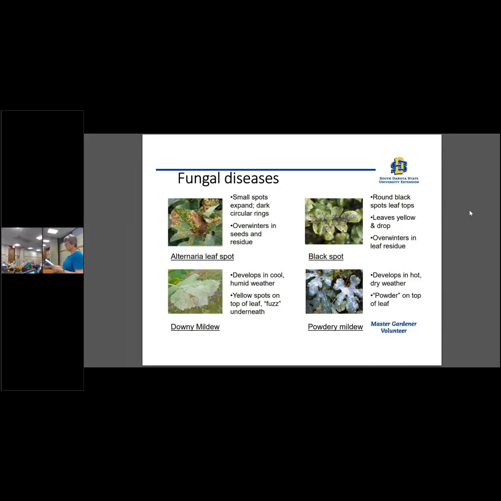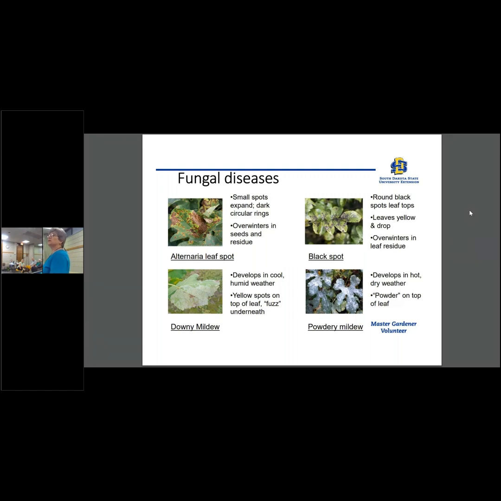Downy mildew affects beans, cucurbits, lettuce, onions, radishes. It develops in cool, humid weather, and it has yellow spots on the top of the leaf. That's the first thing you'll notice. These little yellow angular spots. And once you see the spots, that's when you want to start treatment. Or even before, if you know, like this year with these conditions, you may want to treat for fungal diseases before you see any signs. And we'll talk about some of the treatments.